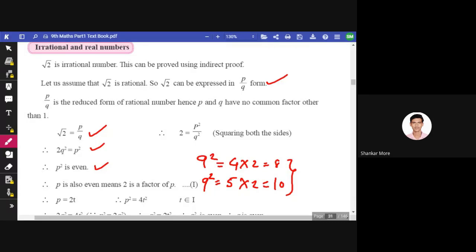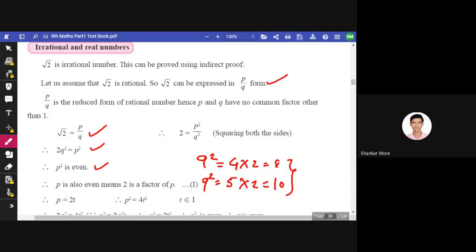So इससे क्या होगा कि हमारा जो 2q square है वो हमेशा even ही रहेगा. So that is why p square is even, like 2q square is equal to p square है. So अगर 2q square even रहेगा तो obviously p square भी even ही रहेगा. And if p square is even, that means p is also even. Now how is this? p is also even means 2 is a factor of p. Now अगर p even है, p square even है, so p even कैसे हुआ?